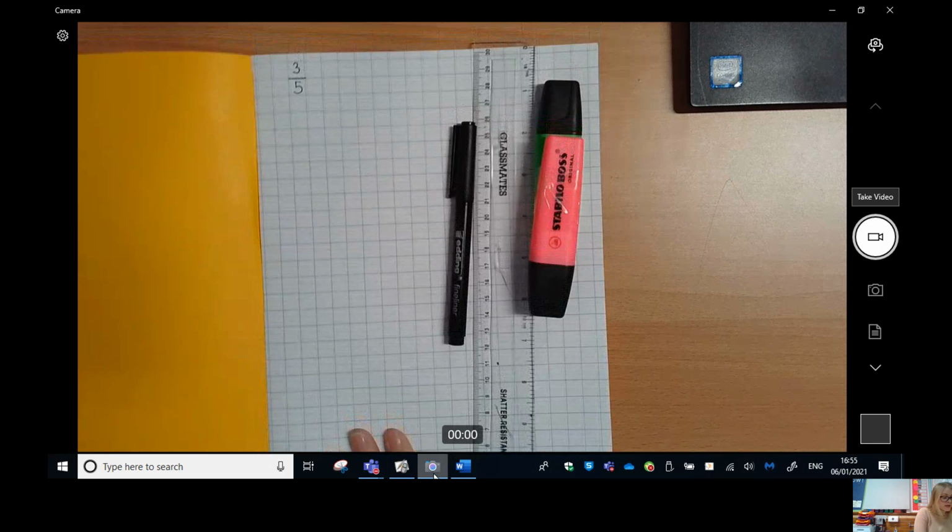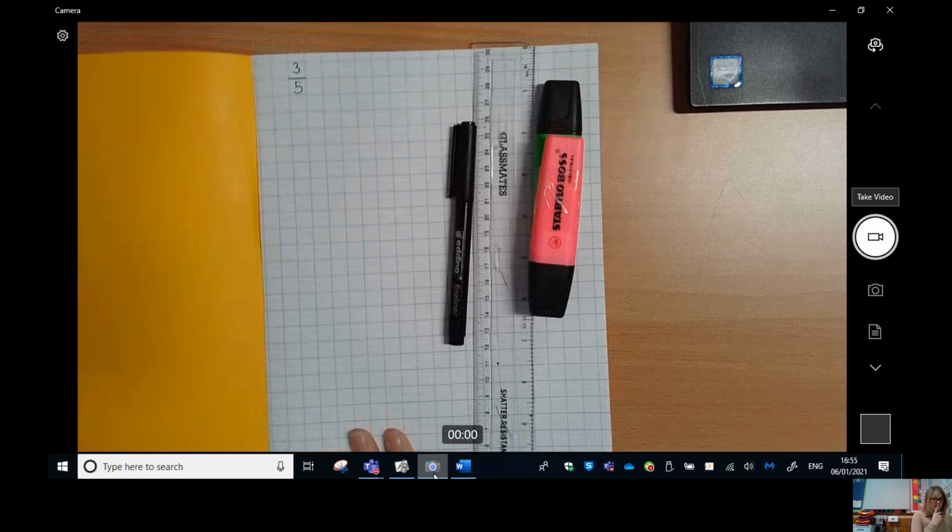I'm going to use 2 squares, so I'm going to say 1, 2, 3, 4, 5 intervals. So I can colour that in to show 1, 2, 3/5. You may also want to label it as 1/5, 2/5, 3/5, 4/5, and 5/5 to show that equally to help.